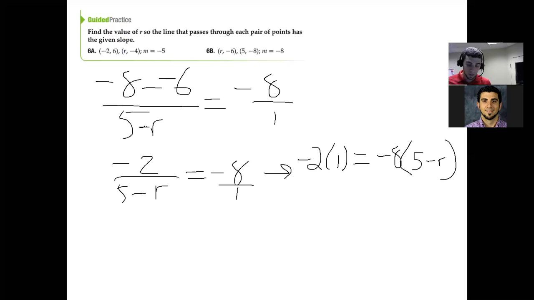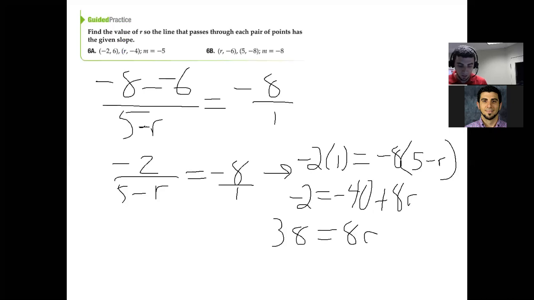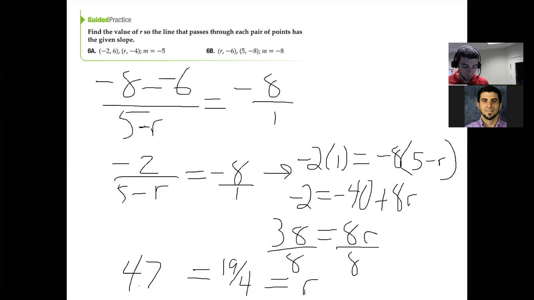Now we can distribute, so -2 equals -40 plus 8r. Add 40 to both sides, you get 38 equals 8r. Divide both sides by 8, and you get r equals 19 over 4, or 4.75. And again, it's okay if you get a fraction for your answer or a decimal like this.